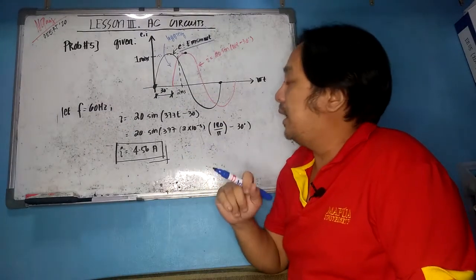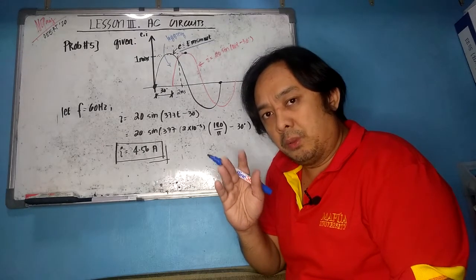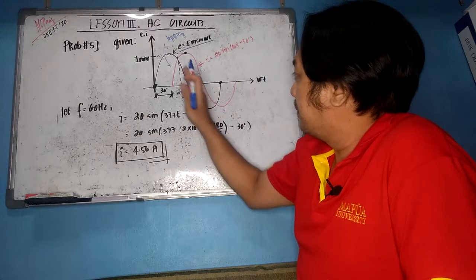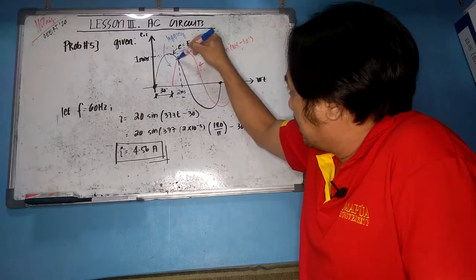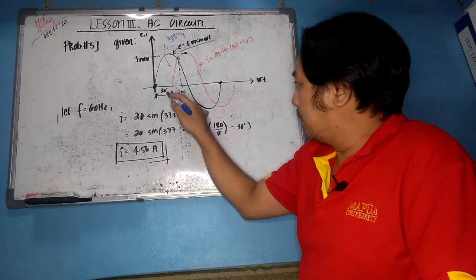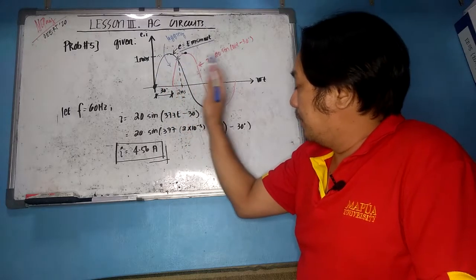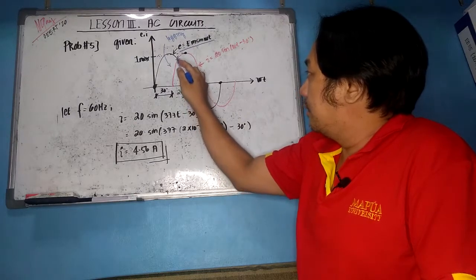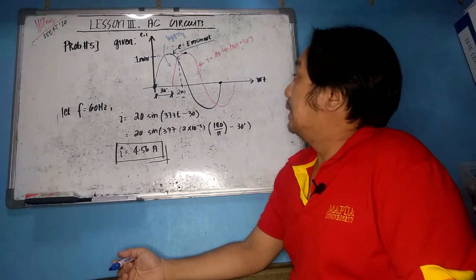One more thing: it is indicated that the current curve will be 2 milliseconds ahead as it crosses the reference curve. So if this is the starting point with a 30-degree angle, you can convert radians to degrees, and this is the 2 milliseconds as it crosses the reference voltage.